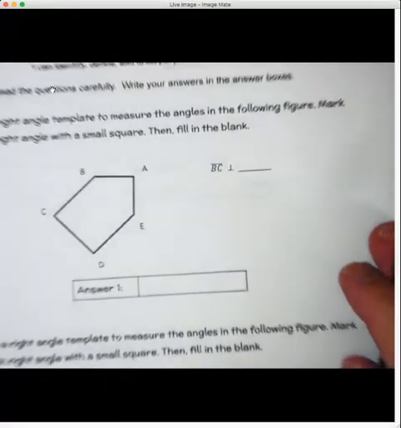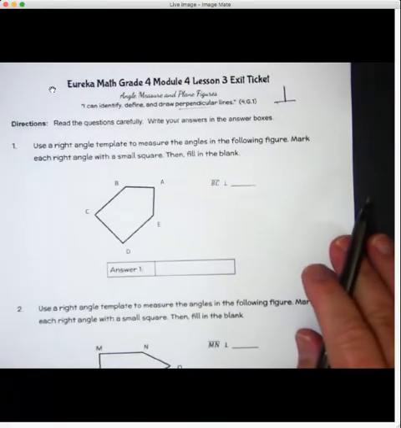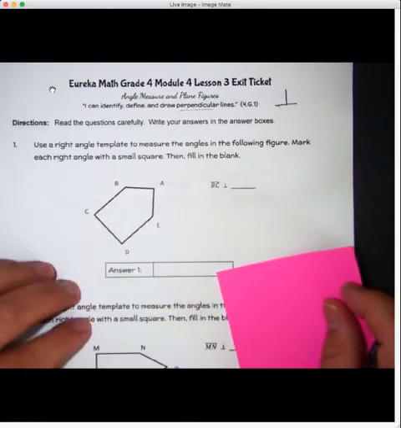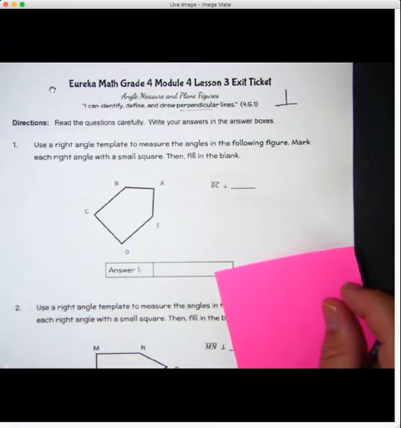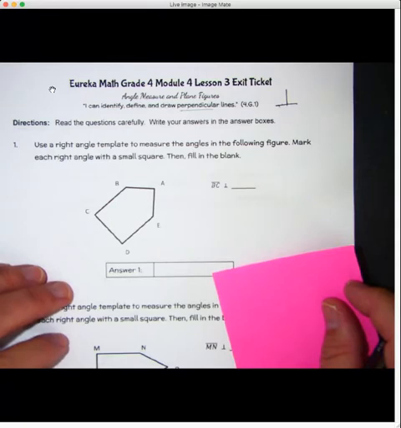So what we're doing today is we look at this. We can use a right angle template, which is just a fancy word for something that has a right angle on the corner. To measure the angles in the following figure, mark each right angle with a small square and then fill in the blank. So your homework is a little bit easier than this. You're just going to determine if there are any right angles in the shape. If there are, you know they're going to be perpendicular lines, okay?